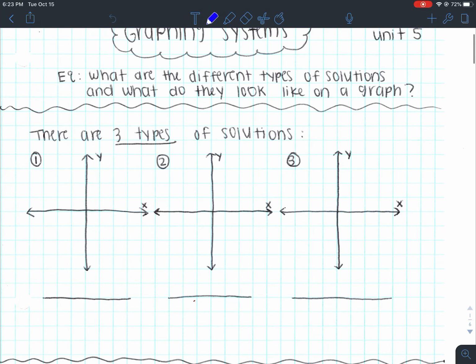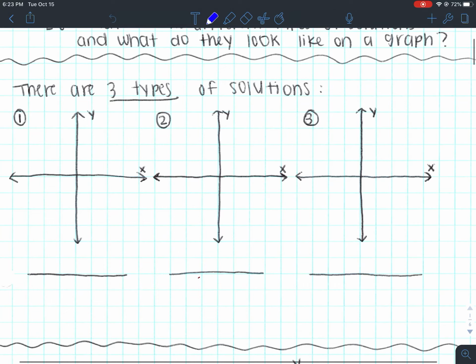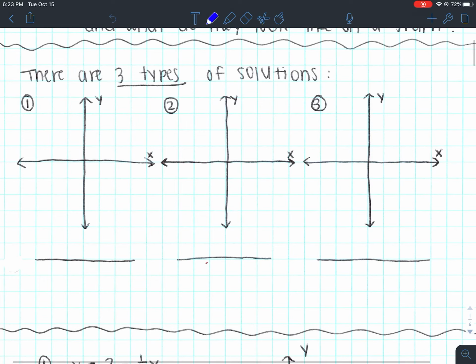All right, so when we have equations and when we graph them, we're going to have three different types of solutions. Back in Unit 3 and Unit 4, we only had one equation, so when we would graph on a line, we would only have one line, right? But now we're going to have two different lines. So I'm going to talk about the three types of solutions you may have.